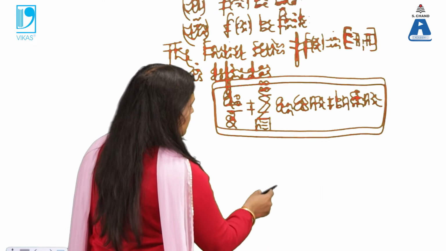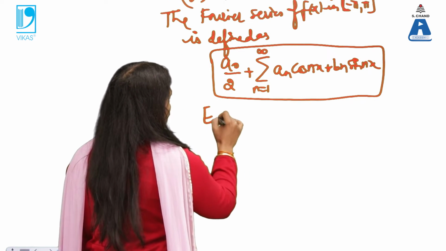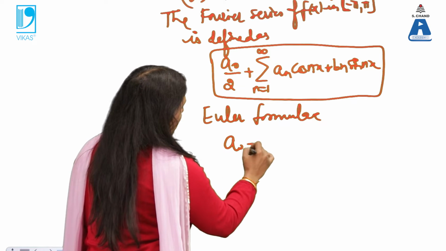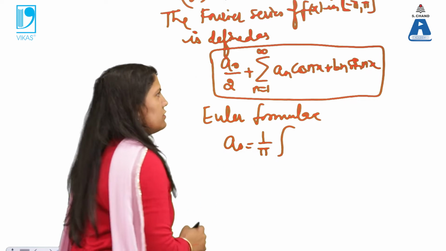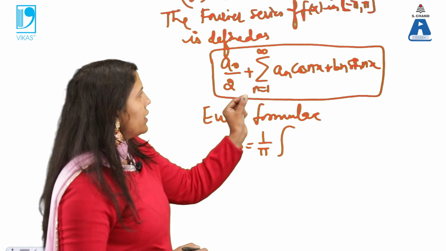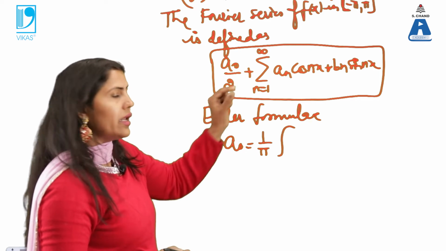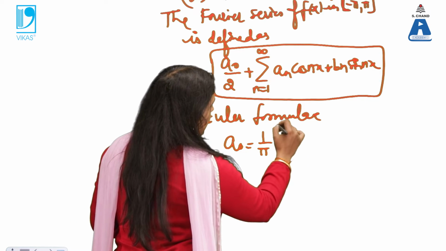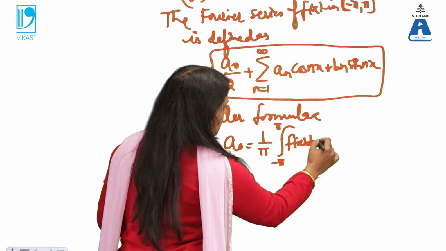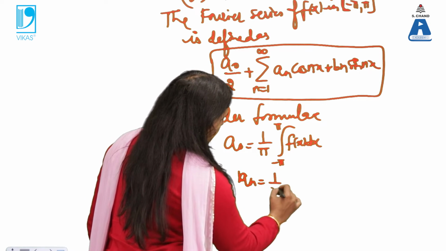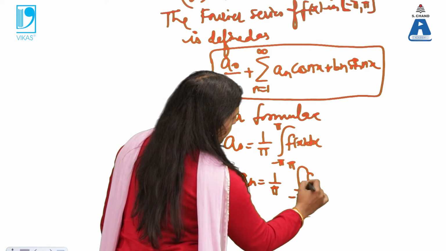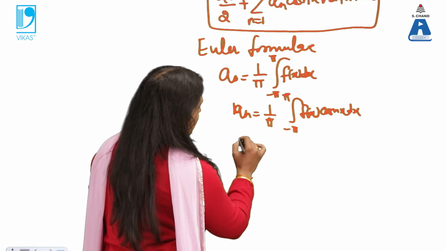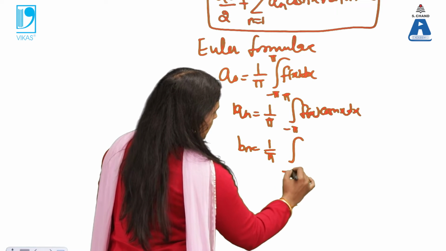Now, what are these constants a naught, a_n, b_n? These constants are defined by Euler's formulae. The series I have written is missing the formulas for a naught, a_n, b_n, and these depend on f(x). Through the function f(x) you will calculate a naught, which is 1 by pi, integral from minus pi to pi of f(x) dx. a_n is 1 by pi, integral from minus pi to pi of f(x) cos nx dx. You will calculate these integrals, write the values, and you will get the complete series, that is the Fourier series.